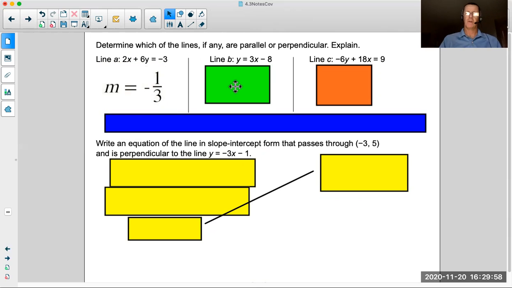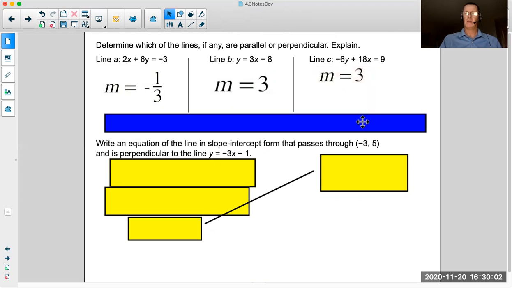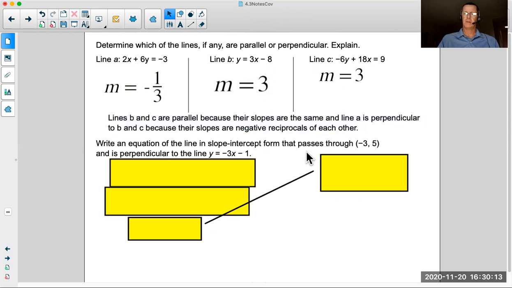All right, so hopefully you got slopes of -1/3, 3, and 3. So which ones are going to be parallel? Yeah, B and C. And A is going to be perpendicular to both B and C. Okay, and then try this problem. Write an equation of the line in slope-intercept form that passes through (-3, 5) and is perpendicular to this one. It's very similar to the bottom one on the previous slide, so you can always look at that one. Just figure out how to do this.